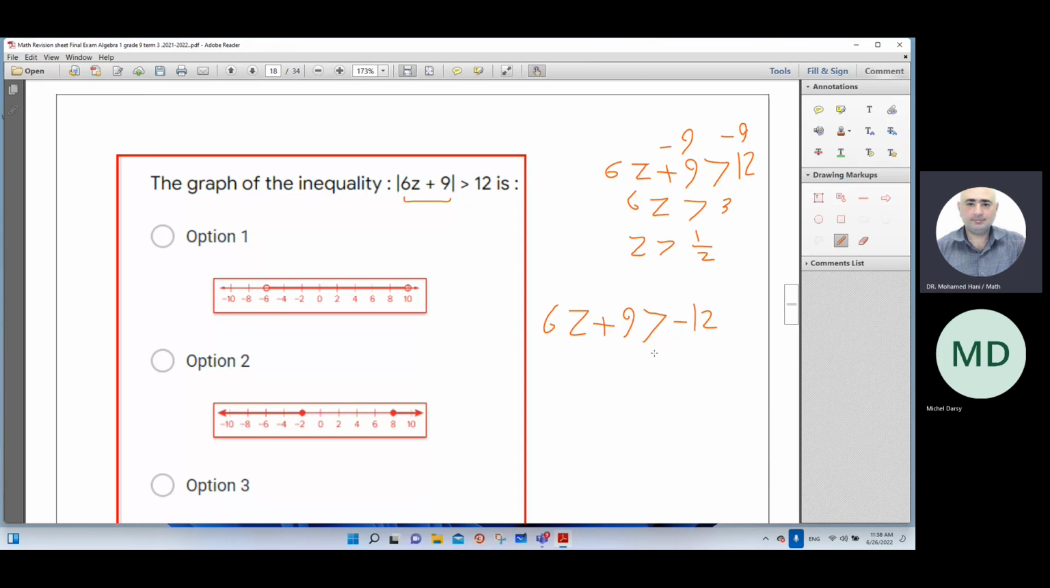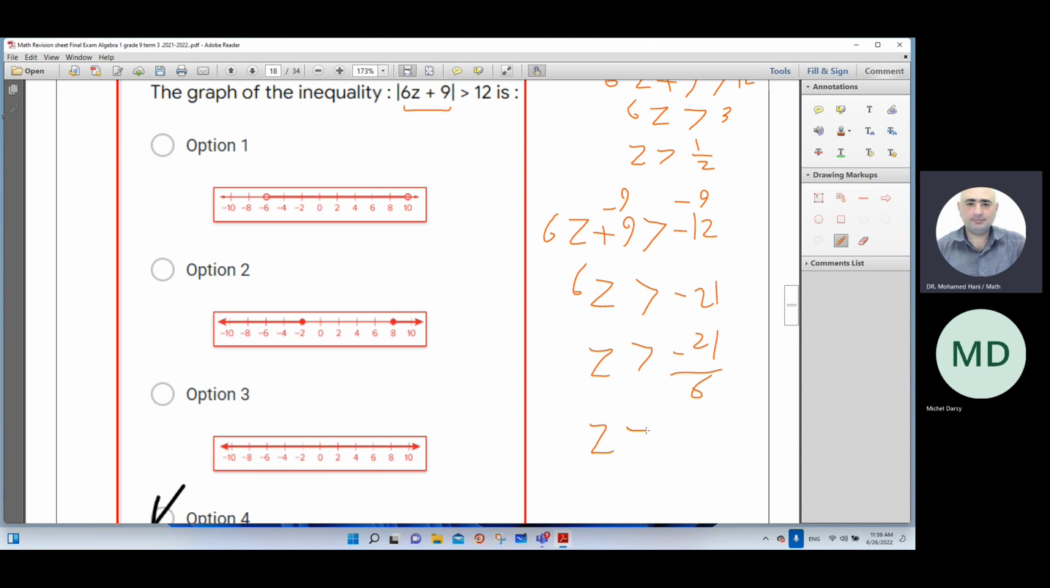And here the same idea. Remove 9 from both sides. So 6z greater than minus 9 and minus 12 will be minus 21. So divide both sides by 6. So z greater than negative 21 over 6. So z greater than negative, you can simplify here, divide up by 3 and down by 3 will be 7 over 2.